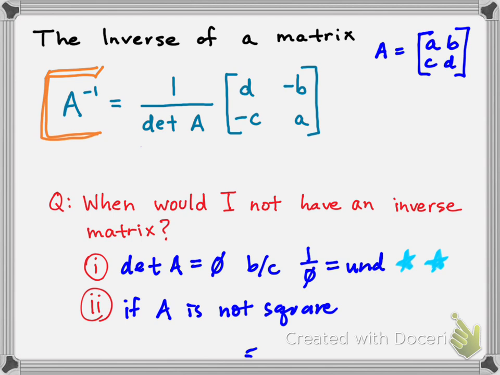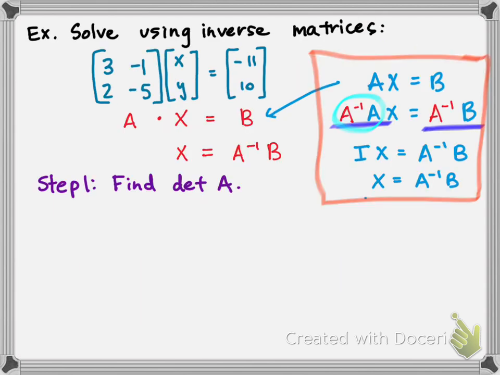If you had a rectangular A matrix, then you can't have an inverse because you can't find the determinant. Okay, let's actually find the determinant. So we originally started a system of equations and we converted it to a matrix. If we wanted to solve this system of equations using matrices, the first thing we want to do is understand that we have the setup of matrix A times matrix X equals matrix B.